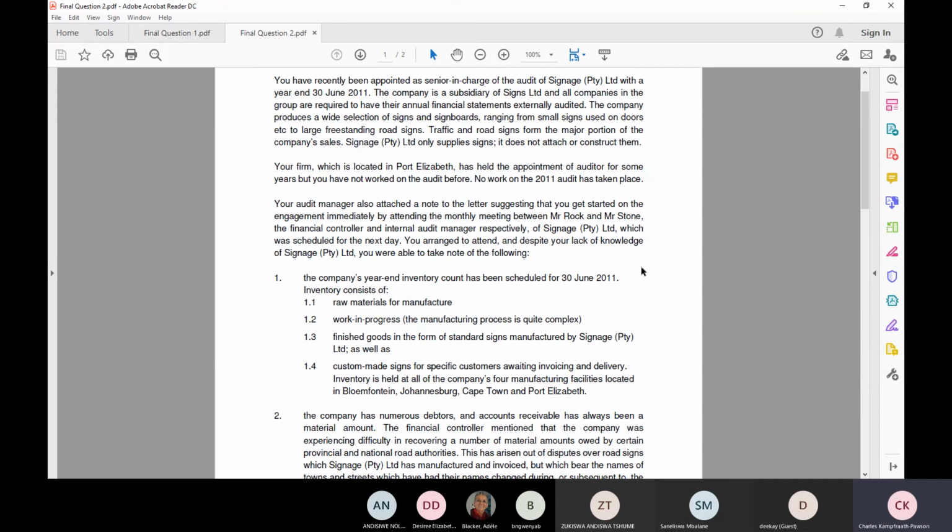And then always, before I forget, always analytical procedures. Specifically your preliminary analytical review on the most recent financial information that you can get from that meeting with Mr. Rock, the financial controller. So yes, very important.